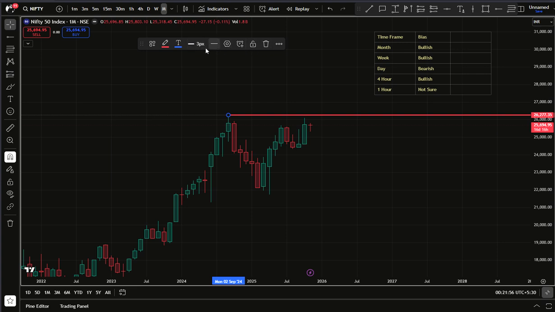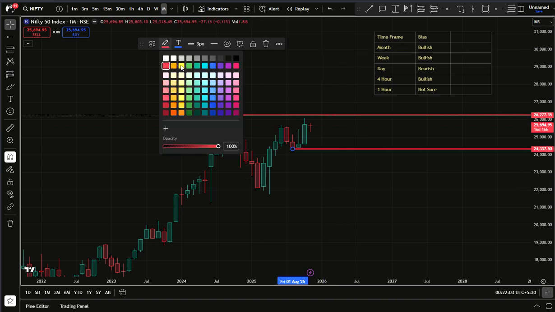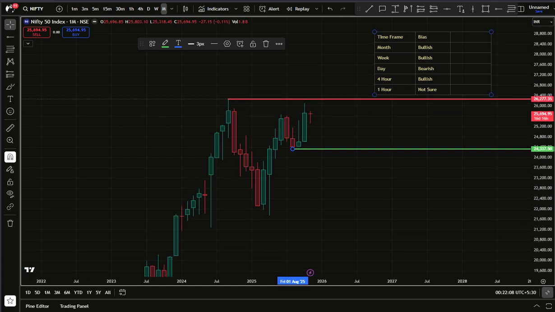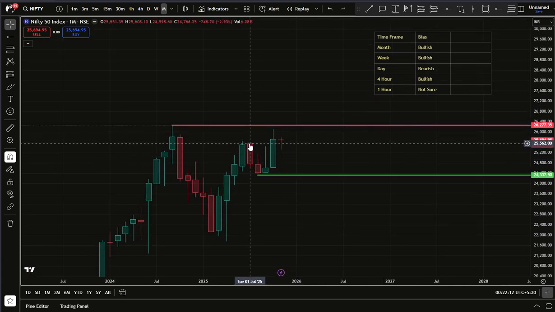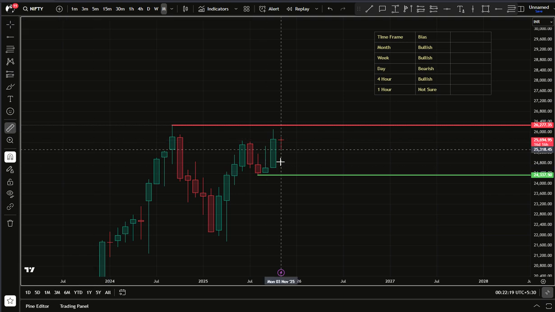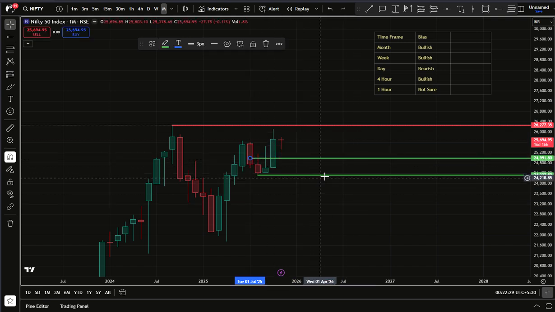and the next important level is the swing low that had been created. Let's mark it in green, and that is 24,337. Another important level for Nifty is the midpoint of the bodies of these two candles. Let me just take a measuring tool, measure the midpoint of both, and draw a line there. So that will act as a support.